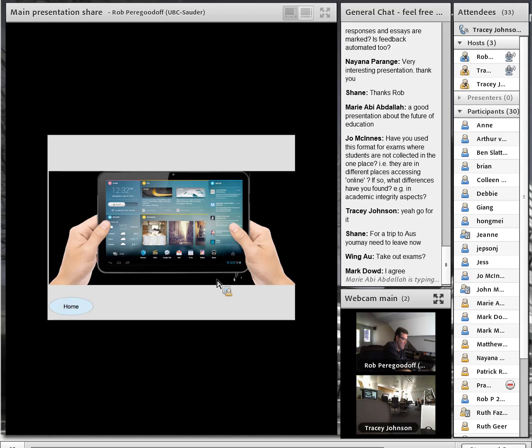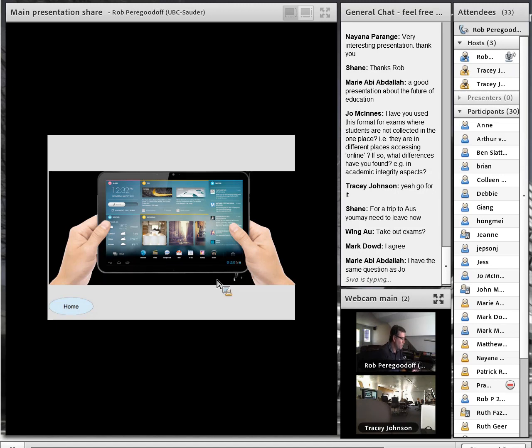Joe's question, have you used this format for exams where students are not collected in the one place? Okay, so currently we are all in an invigilated space, Joe. So we haven't changed the geographic location. They're distributed around the campus because to get 1,200 students, but they're all under an invigilated condition. I do consulting work with other institutions and they are asking me for this remote aspect. And I think it's probably best that I don't go into that right now. I'm happy to go offline and share with you some of the things that we're looking at.